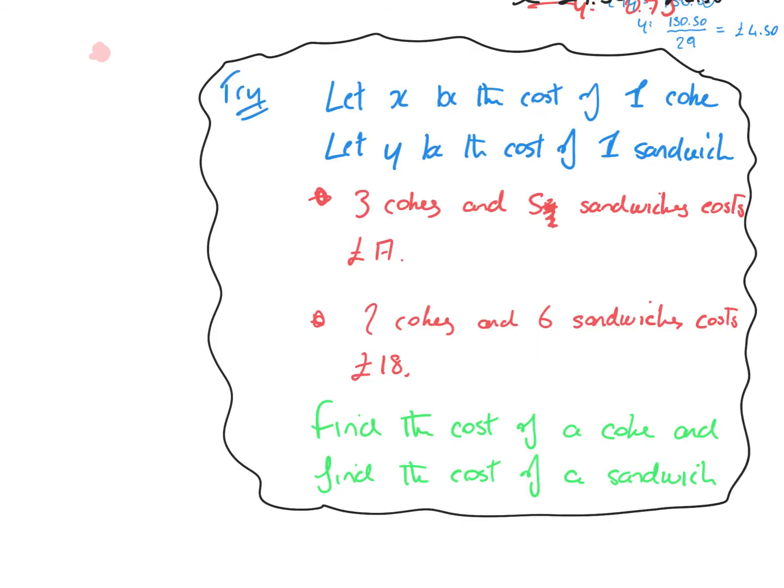Okay, so for Monday, have a go at this one then. Let X be the cost of one Coke, let Y be the cost of one sandwich. You can then set up an equation: 3 Cokes and 5 sandwiches cost £17, 2 Cokes and 6 sandwiches cost £18, and then your task is to find the cost of a Coke and to find the cost of a sandwich.